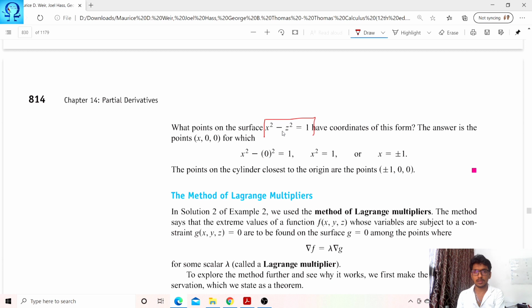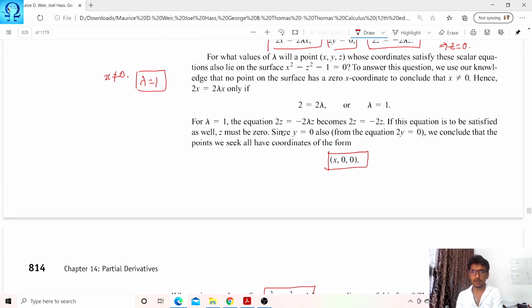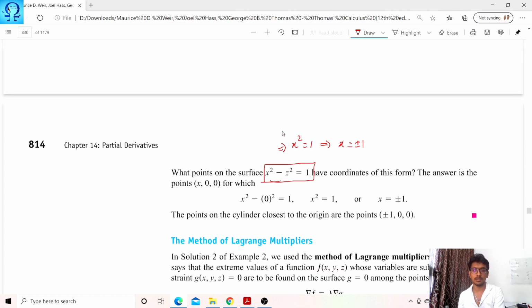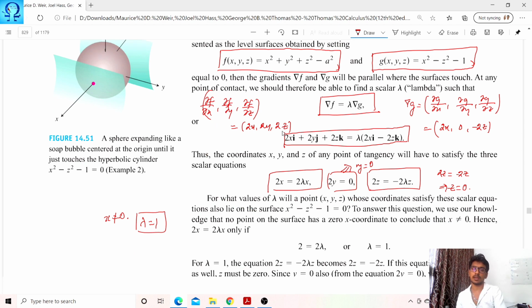From these calculations, you have found z is equal to 0. Substitute z equal to 0 in the constraint, and you will get x squared is 1. This gives you that x can be plus or minus 1. So these are the closest points on the cylinder to the origin. What we have used over here is called the Lagrange multiplier idea.